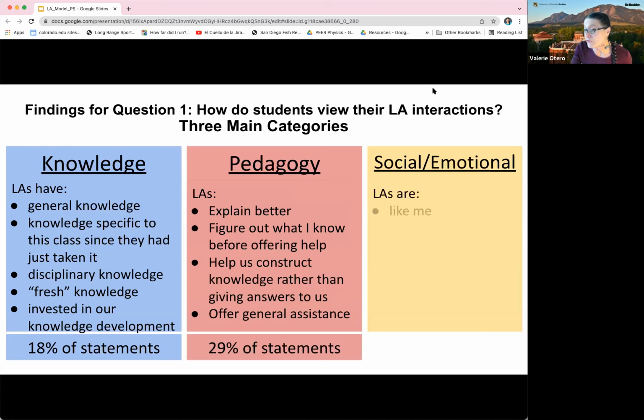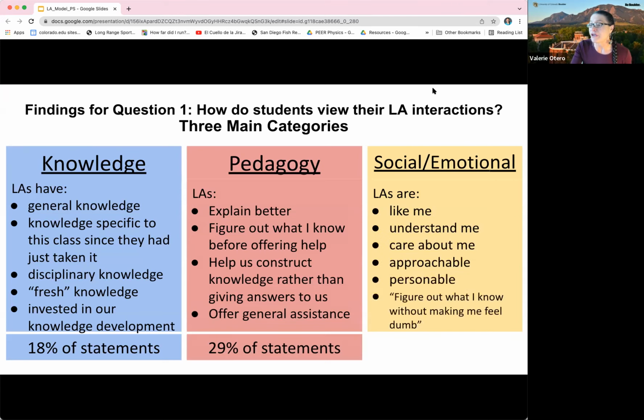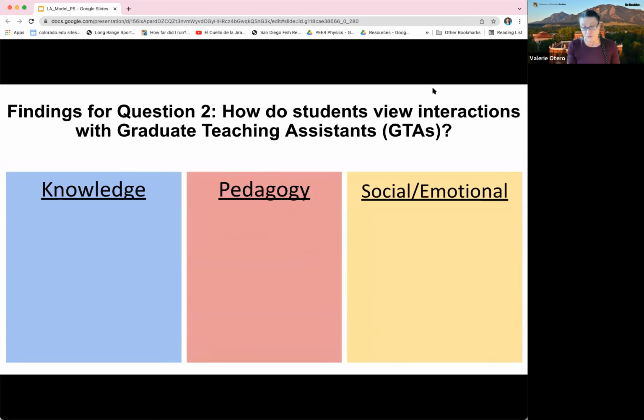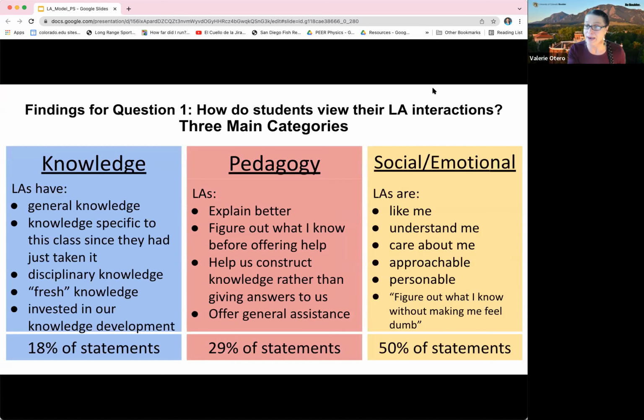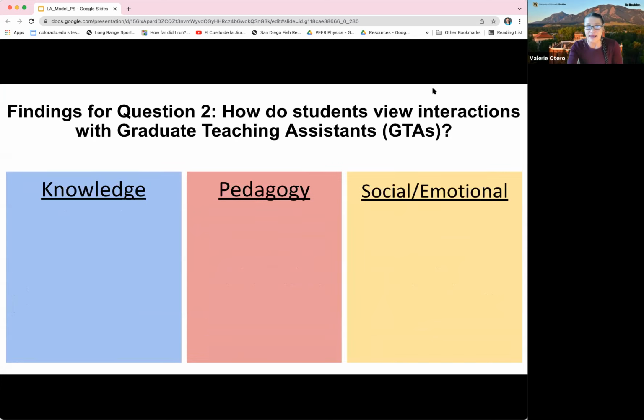In social emotional, they said LAs are like me. They understand me. They care about me. They're approachable. They're personable. They figure out what I know without making me feel dumb. And 50% of those statements fell into that category. So, that surprised me, but then in reflecting on it, we're beginning to gain a better understanding of how those LAs are doing, what are leading to the outcomes that we're seeing. But first, let's take a quick look so we can compare how the students talked about graduate TAs.